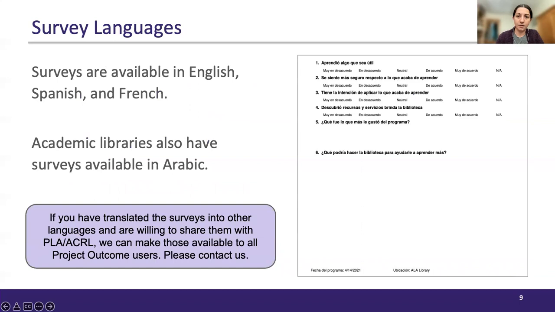All Project Outcome surveys are available in English, Spanish, and French. Academic libraries also have access to surveys in Arabic. Please note that the survey introduction text does not automatically translate. However, you can add a custom introduction in any language. If you use the surveys in other languages and would be willing to share those translations with Project Outcome users, please get in touch and we can make them more widely available.